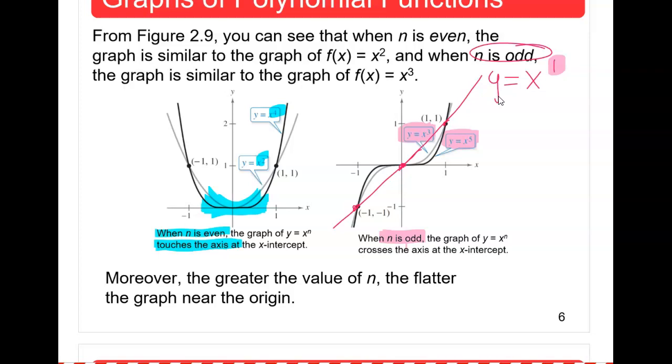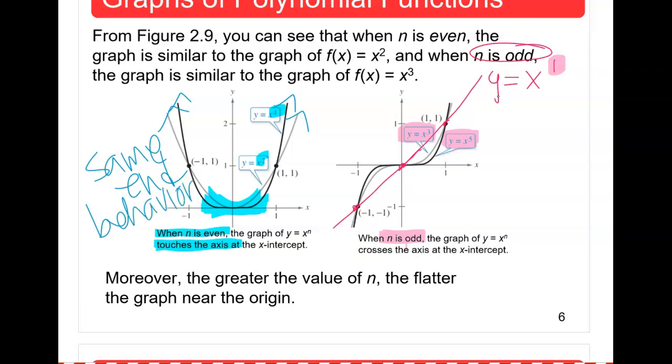So one thing I want you to notice is how when the degree is even, the end behavior of the graph shows that both sides go upward. So it has the same end behavior, where the ones that are of odd degree have one side falling and one side rising.